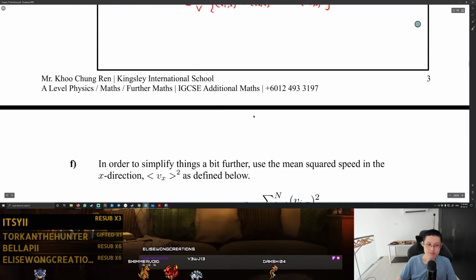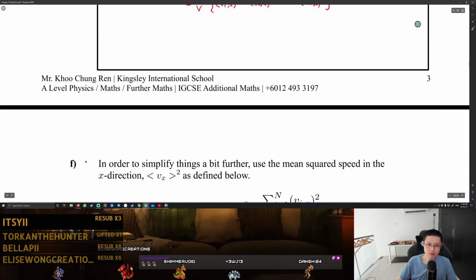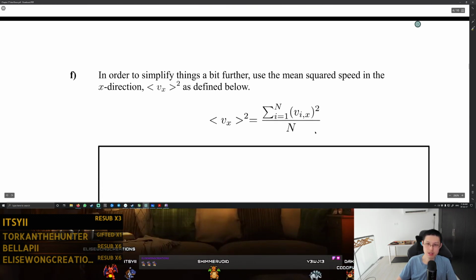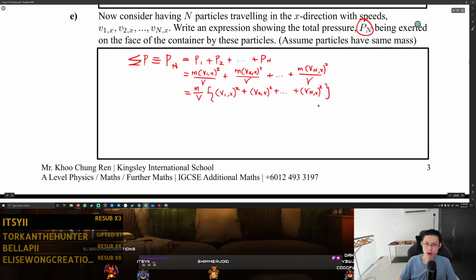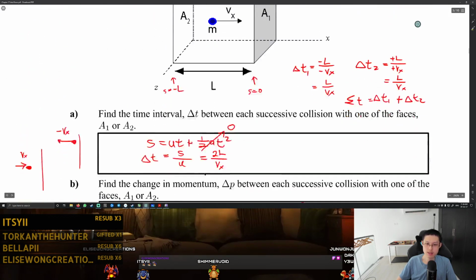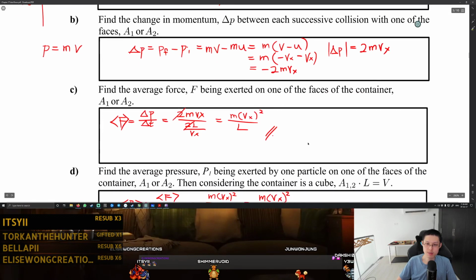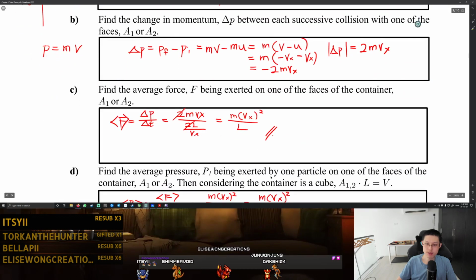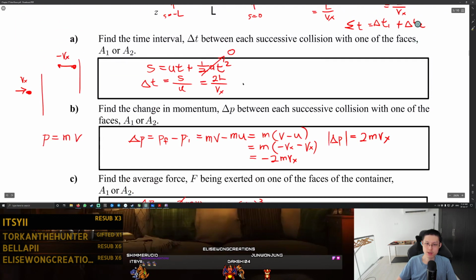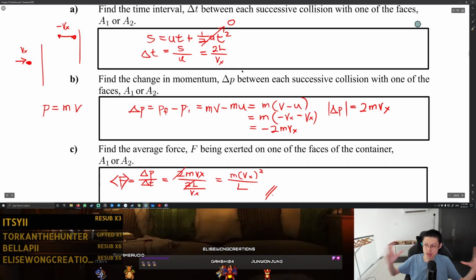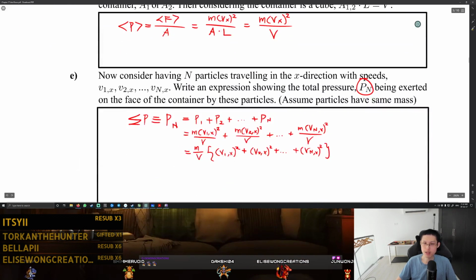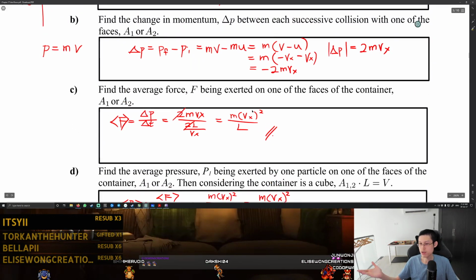Okay, so let's move on to F. In order to simplify this a bit further, we're going to use the mean squared speed. All this is in your syllabus, by the way. All these steps here are all in your syllabus for physics, so you need to make sure that you understand each of these steps. In the actual exam, they're not going to ask you to derive the whole thing, but they would ask you to derive parts of it. It could be maybe these two, it could be the first three, you never know.